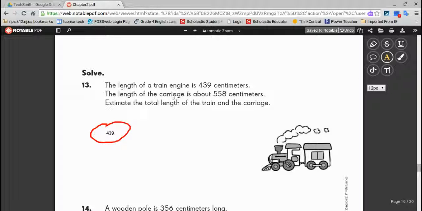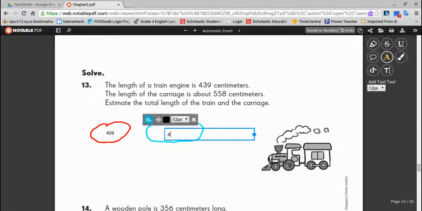The length of the carriage is about 558 centimeters. I'm going to draw another circle, make it a little bigger, because 558 is bigger than 439. So I'll make a bigger circle to represent my carriage, and I'm going to label that one 558. Okay, that takes care of my second sentence.